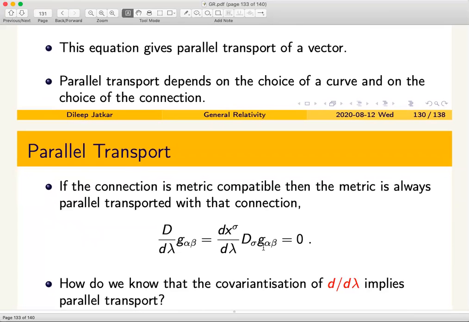So coming back to this, parallel transport of course depends on the choice of curve as well as the choice of connection. If your connection is always metric compatible, then the metric can be parallel transported, because d by d lambda of g alpha beta would just be 0, since that is written in terms of the covariant derivative and that vanishes. But if the connection inside is not metric compatible, then this piece may not vanish.